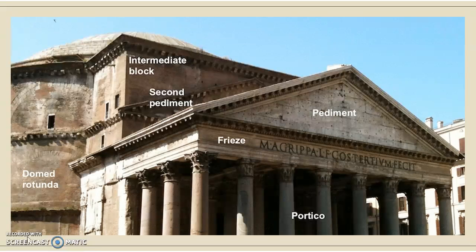Additional architecture features of the Pantheon include the two pediments, the first, which is in the front, and then the second pediment, which lies behind the first pediment, the frieze, portico, an intermediate block, and the domed rotunda.